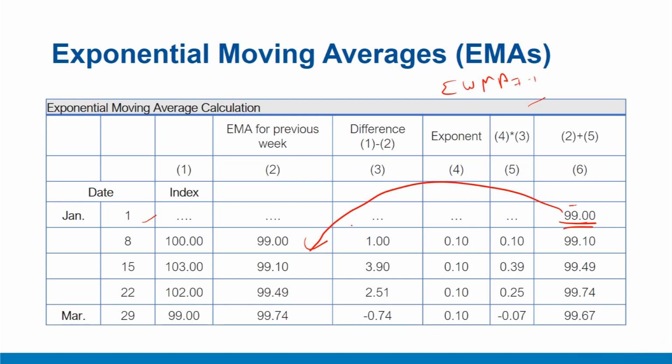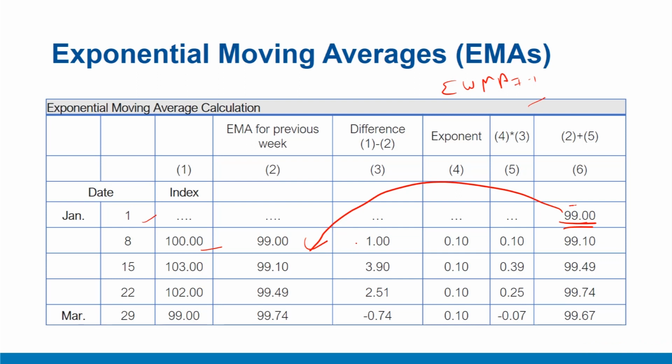The 20-week average becomes the starting point for the EMA. It is transferred to column 2 for the first week. Next, the entry for the 21st week, January 8 in the example, is compared with the EMA. The difference is taken.